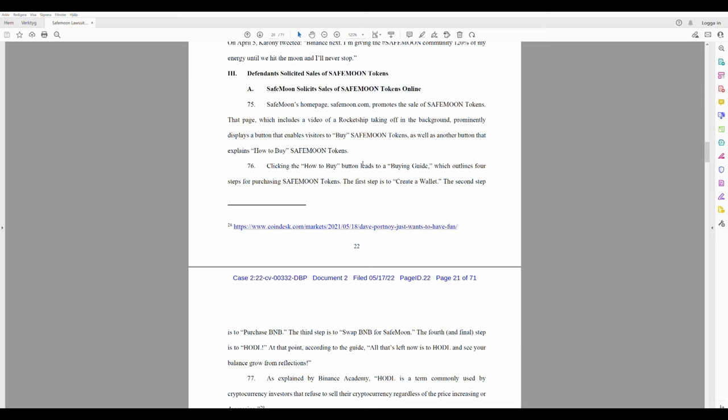Okay, number three here. Defendants solicited sales of Safemoon tokens. A. Safemoon solicits sales of Safemoon tokens online. Safemoon homepage, safemoon.com, promotes the sale of Safemoon tokens. That page, which includes a video of a rocket ship taking off in the background, prominently displays a button that enables visitors to buy Safemoon tokens, as well as another button that explains how to buy Safemoon tokens.